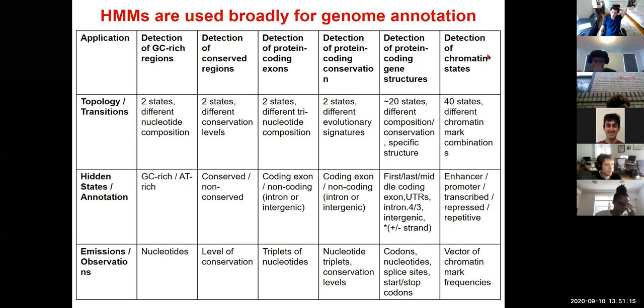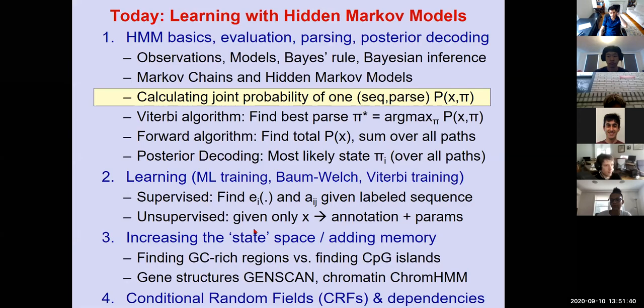Or I could detect chromatin states with 40 different chromatin states. The states could be enhancers, promoters, transcribed, etc. And then the emissions could be the vector of all epigenomic modifications at each of those states. The reason I'm showing you all this is that we're actually going to see the HMM model come back at various lectures. This is just a foreshadowing of those upcoming lectures.